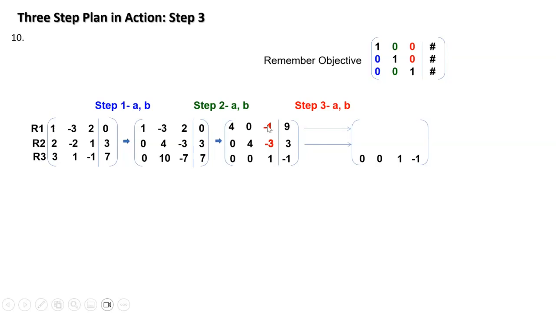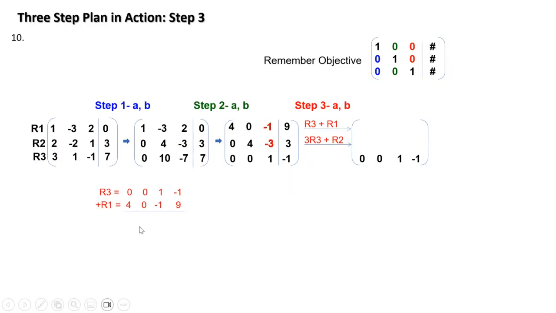So to get rid of the negative 1 in row 1, we're going to add row 3 plus row 1. To get rid of the negative 3 on row 2, we're going to multiply row 3 by 3, right? Because 3 times 1 will give us 3. When we add it to negative 3, will give us a 0. So it'll be row 3 plus row 2.